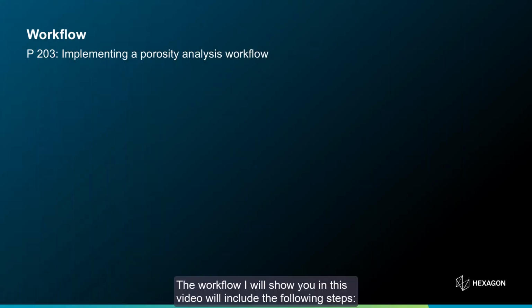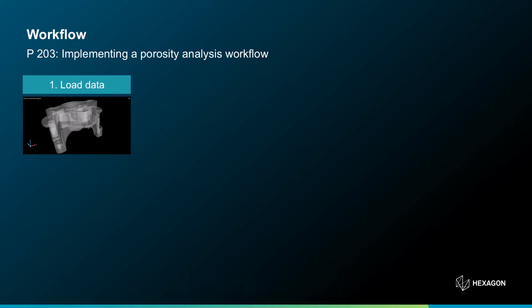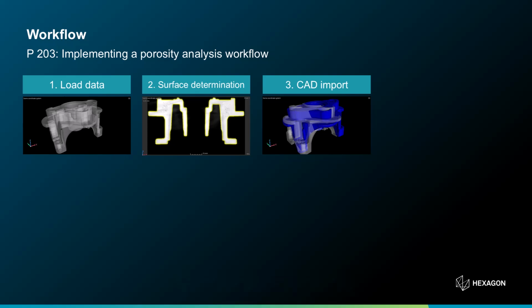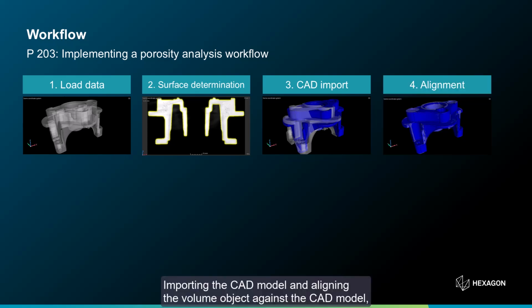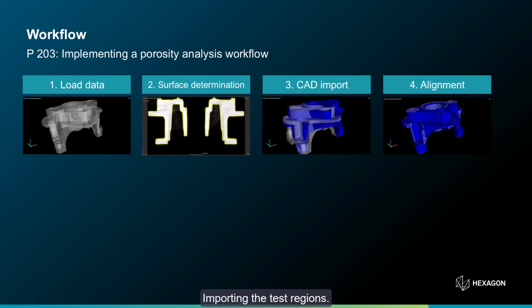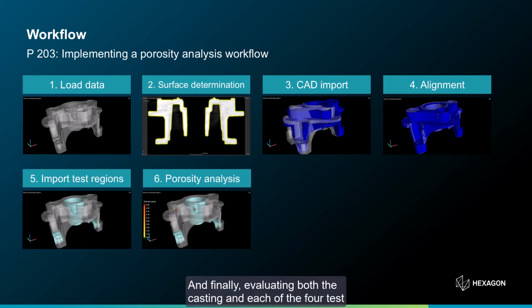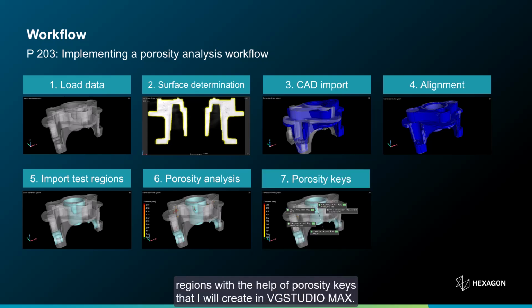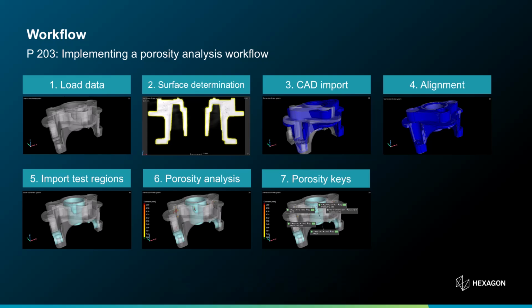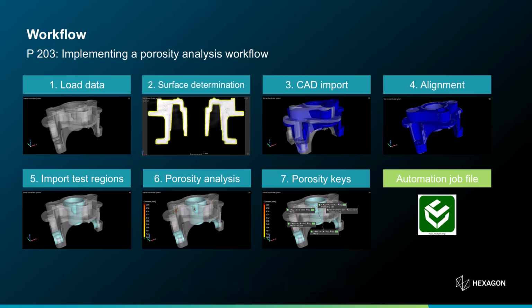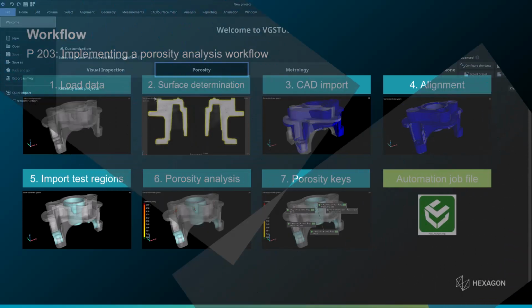The workflow I will show you in this video will include the following steps: loading the VGL file, performing a surface determination on the volume object, importing the CAD model and aligning the volume object against the CAD model, importing the test regions, setting up and performing the P203 porosity analysis, and finally, evaluating both the casting and each of the 4 test regions with the help of porosity keys that I will create in BDG Studio Max. As an extra, I will show you at the end of this video how you can save a porosity analysis for its later use in an automated process. Okay then, let's get started.